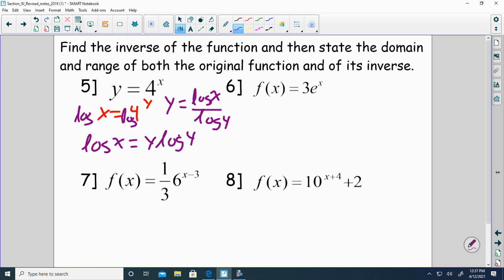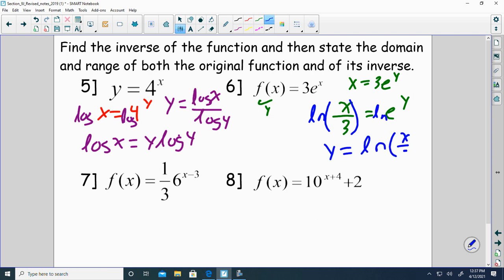Number 6, we have to realize f of x is a fancy way of writing y. So we can flip-flop that. I'm going to change it to x equals 3e to the y. Is that okay so far? Now I did that as I realized this is y. Divide each side by 3. What undoes e? Natural log. Very good. So I'm going to do natural log of that. So it's going to give me y equals ln of x over 3.